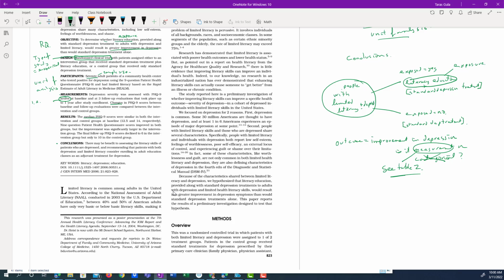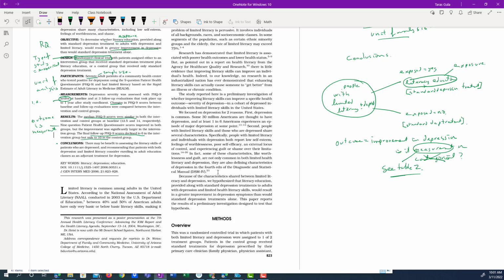And then we see it here. The median PHQ-9s were similar in intervention and control groups. We see the final follow-up PHQ-9 scores declined to 6 in the intervention group and only to 10 in the control group. So this is another hint: the outcome is measurement. If it was categorical, they would do something like odds ratios or relative risk. So we've taken care of a good chunk of the work, and we're at 10, 11 minutes, and I'm doing a lot of talking.